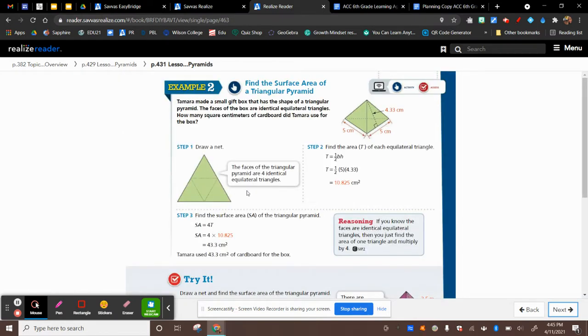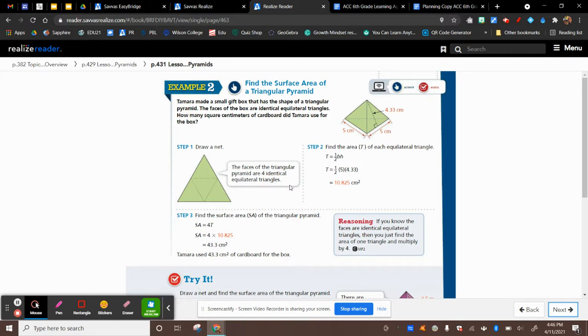We're going to look at example 2. So it says find the surface area of a triangular pyramid. So the only thing different here is that the base is a triangle. Tamara made a small gift box that had a shape of a triangular pyramid. The faces of the box are identical equilateral triangles. That means all of them are the same. So that's going to help us when we are finding our surface area. How many square centimeters of cardboard did Tamara use for the box?